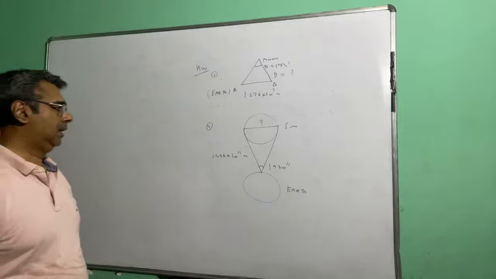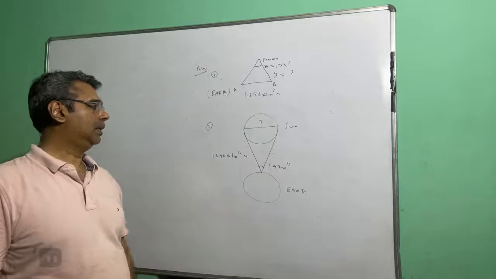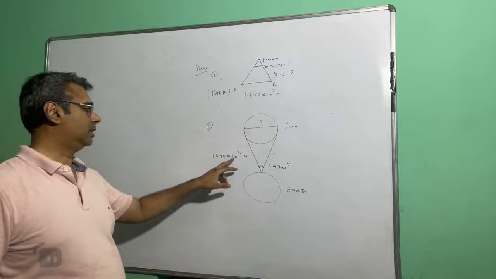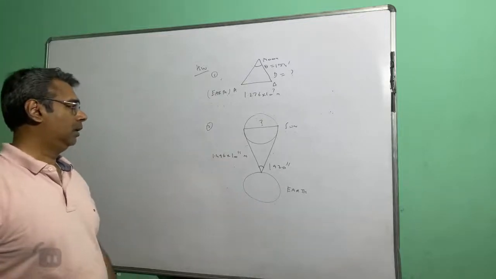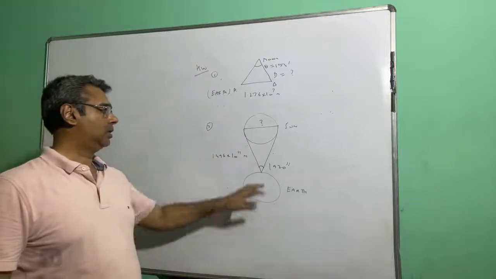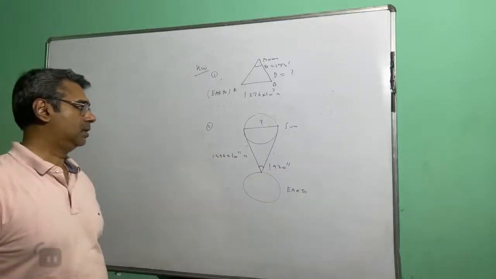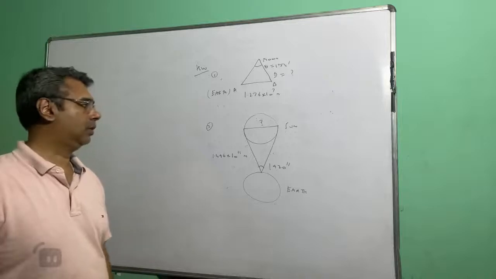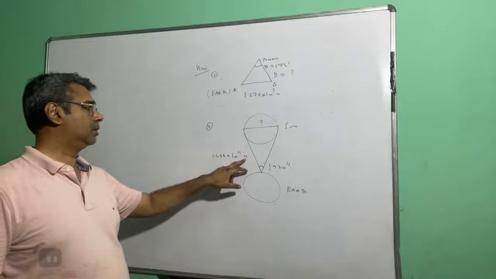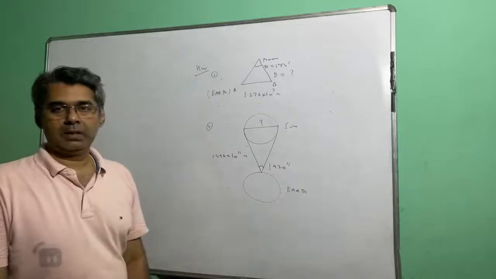The second question: what will be the diameter of the sun if the distance from the sun to the Earth is 1.496 into 10 to the power 11 meters, and the angle subtended is 1920 seconds? That is the second homework question from this topic.